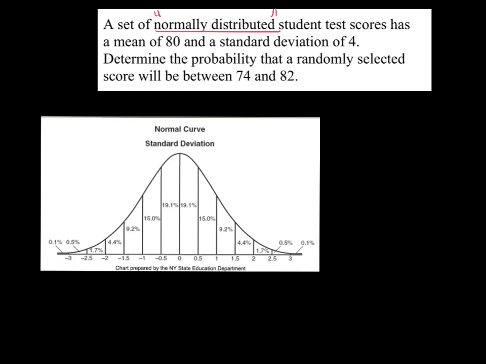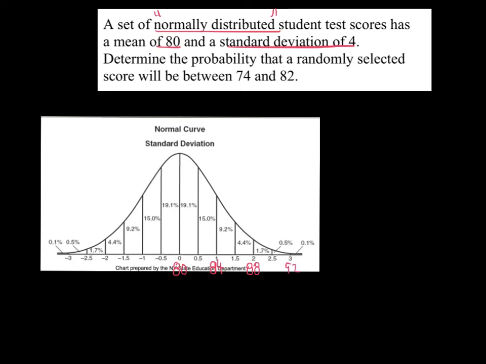And to talk about test scores with a mean of 80. So let's slap that 80 right here in the middle. Standard deviation of 4. So let's start adding. 1 standard deviation above would be 84. 2 would be 88. 3 standard deviations would be 92.